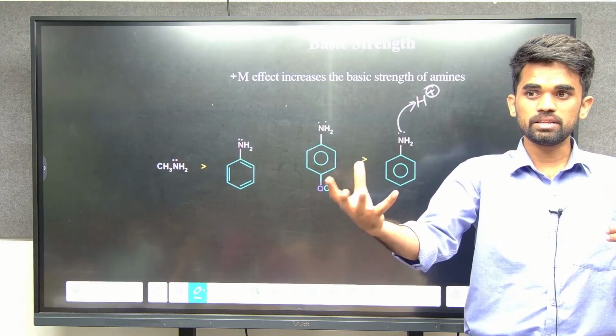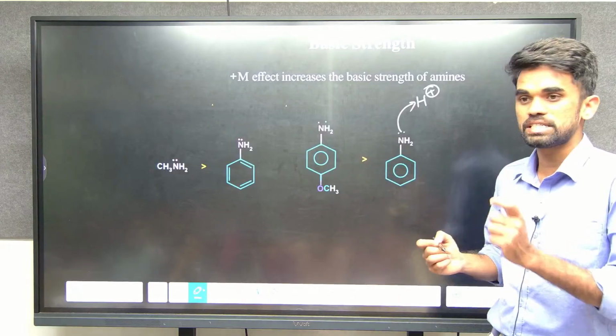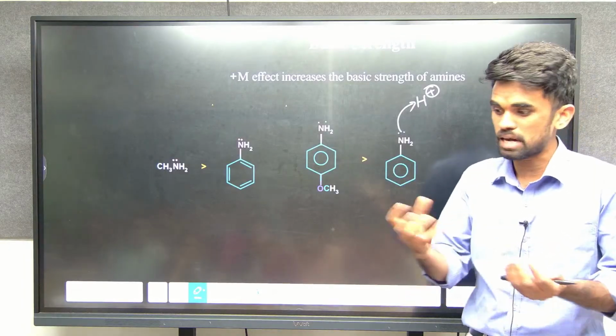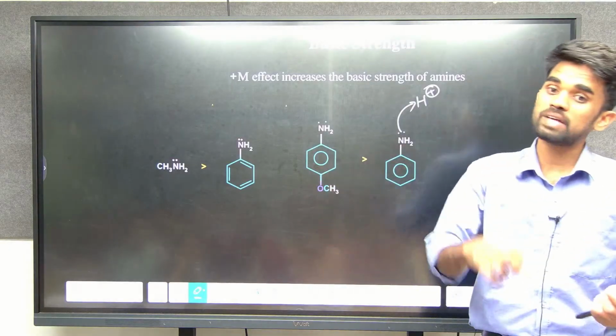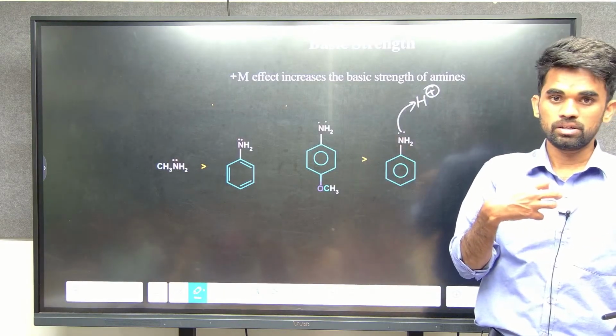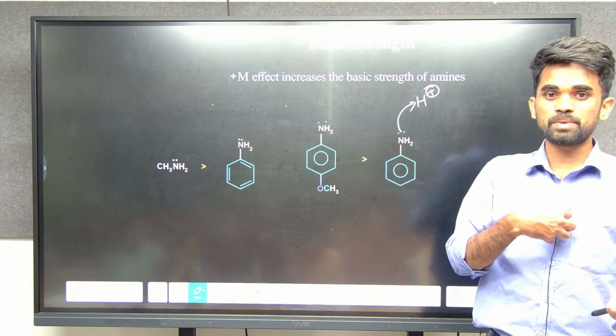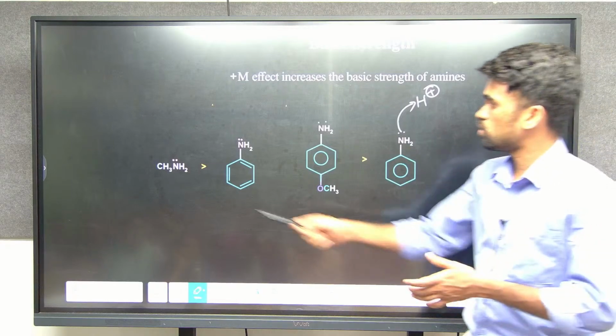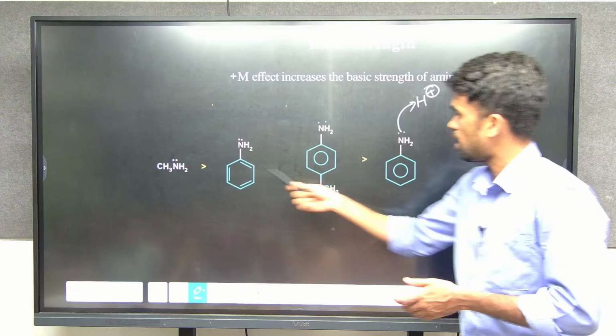What I am saying? They should have more ability, like NaOH is more basic. Why more basic? Because it releases OH minus. Otherwise, I can also say tendency to accept a proton. If more tendency to accept a proton, more basic it is. Now, out of all this, which is more basic, I am asking.